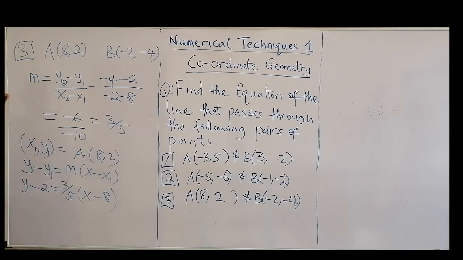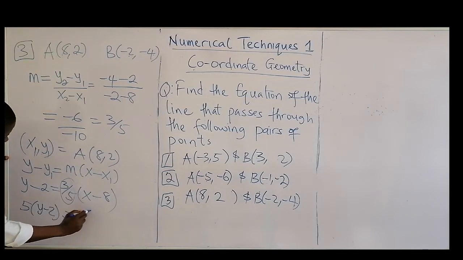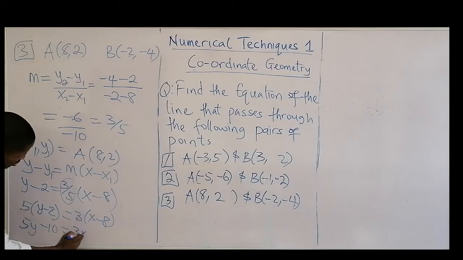Okay, that's mine. So let's do the expansion. This fraction, find a way to remove the fraction. So times 5 for the right hand side, times 5 for the left hand side. So that'll be 5 into bracket y minus 2, equal to 3 into bracket x minus 8. So 5 times y, that's 5y. 5 times 2, that's minus 10. 3 times x, 3x. 3 times 8, minus 24.